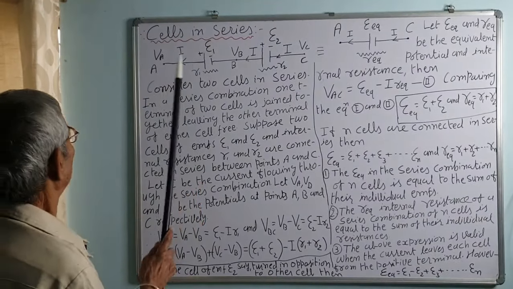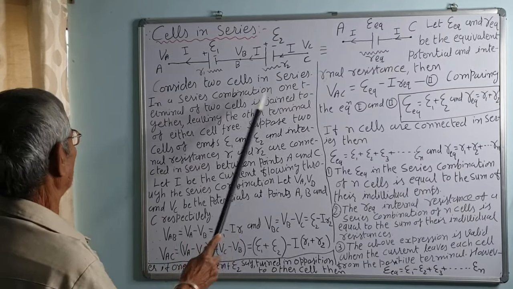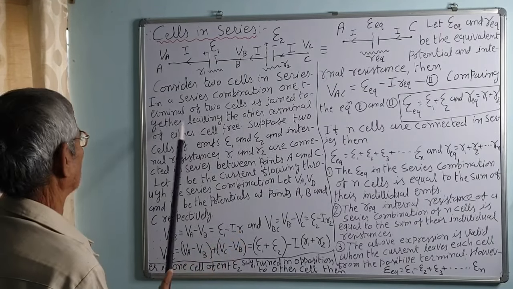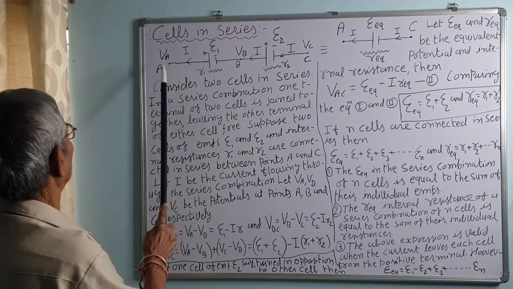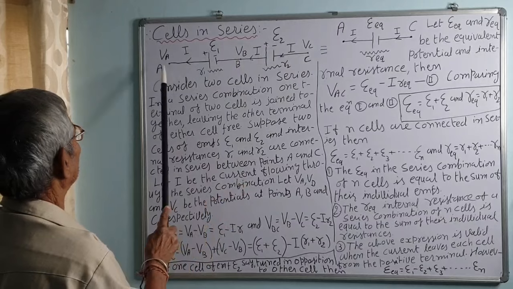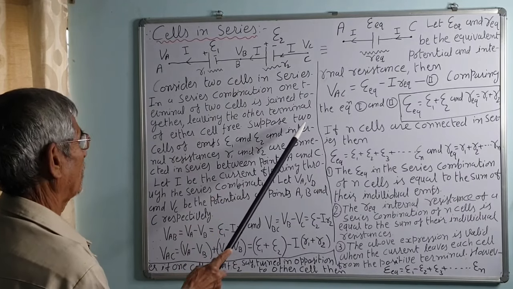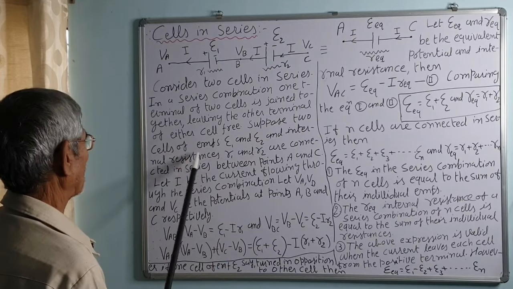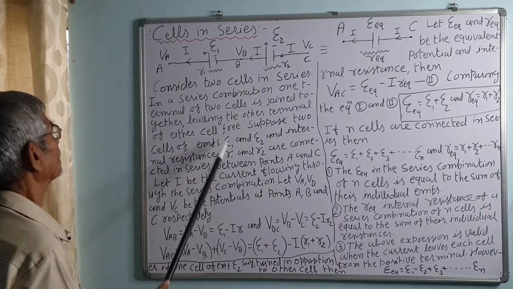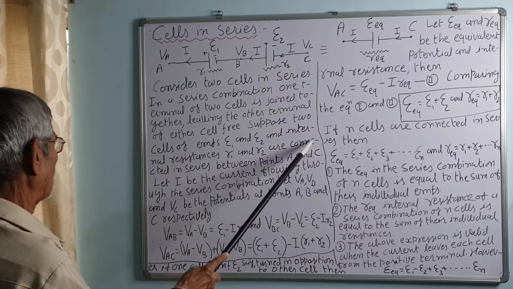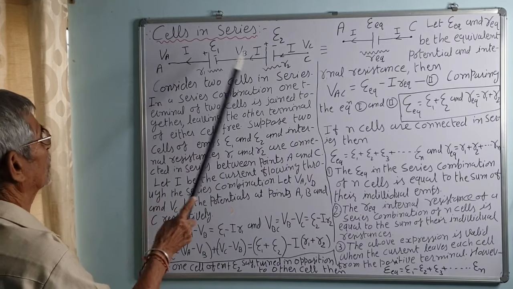Cells in series. Consider two cells in series. In a series combination, one terminal of one cell is joined to one terminal of the other cell, leaving the other terminals of either cell free. Suppose two cells of EMF E1 and E2 and internal resistances r1 and r2 are connected in series between points A and C. This is point A, this is point C.